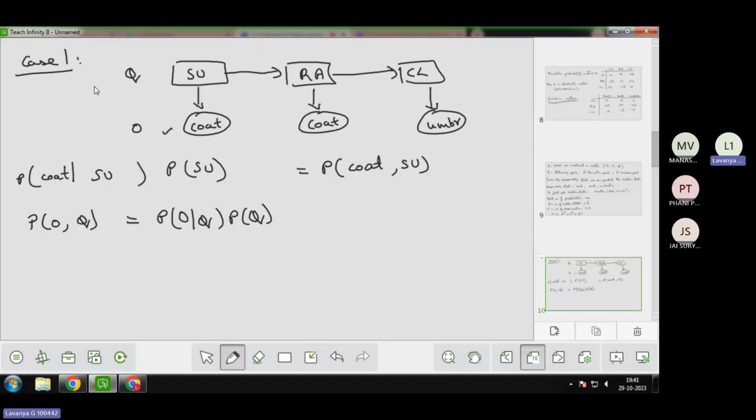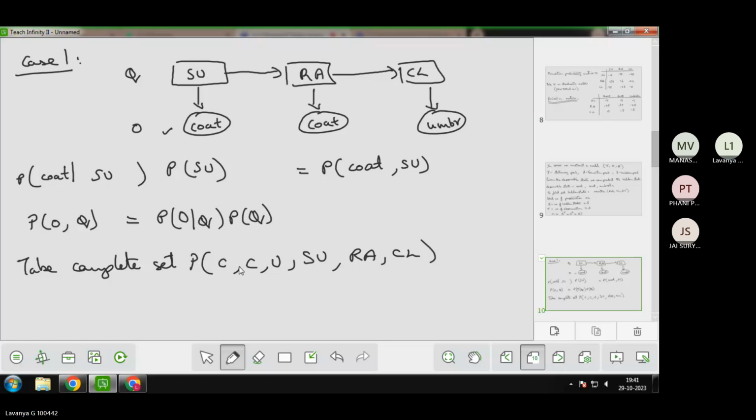Suppose we want to take the complete set. We have 6 states: sunny, rainy, cloudy, coat, coat, umbrella. If we are to take the complete set, what all will we have? We need to find the probability of coat, coat, umbrella, and coat and sunny, or coat and rainy, or cloudy. All these three also have to be analyzed with respect to this. So how am I going to get this? That is what I have to check. How can one find out this value?